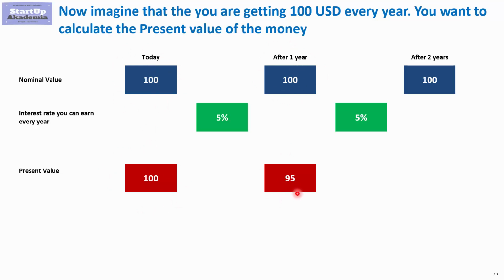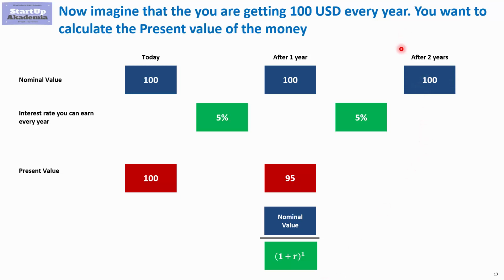And we get it by reversing the previous formula. As you might remember, it was nominal value multiplied by 1 plus the interest rate. And here we simply divide by that. So we have nominal value divided by 1 plus the interest rate, to the power of 1, because this is just 1 year between today and the point of time after 1 year.